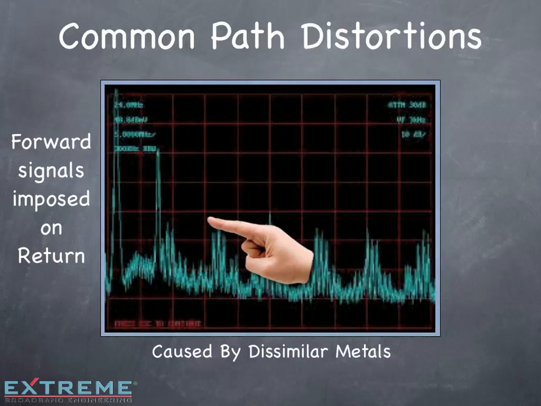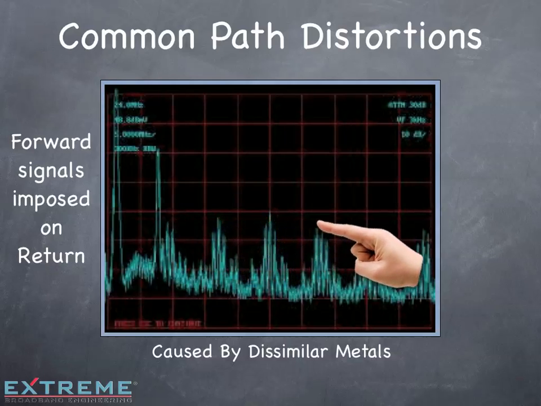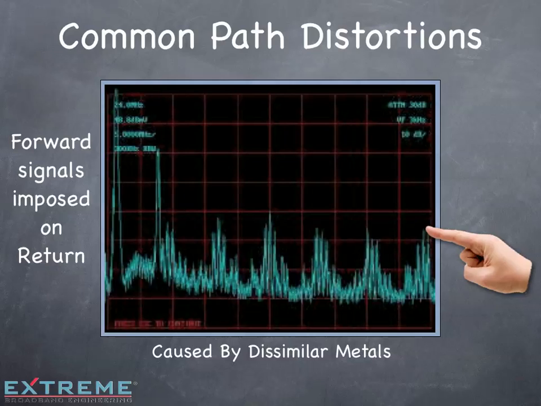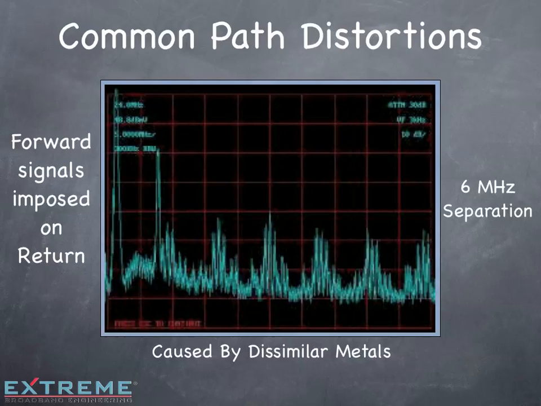Here's a spectrum analyzer sweep of the return band showing the common path distortion. It's identified by the peaks at 6 MHz spacing. This corrosion is very fragile, and if you remove the center conductor, the common path distortion will disappear, but be assured, it will return as the corrosion builds back up.